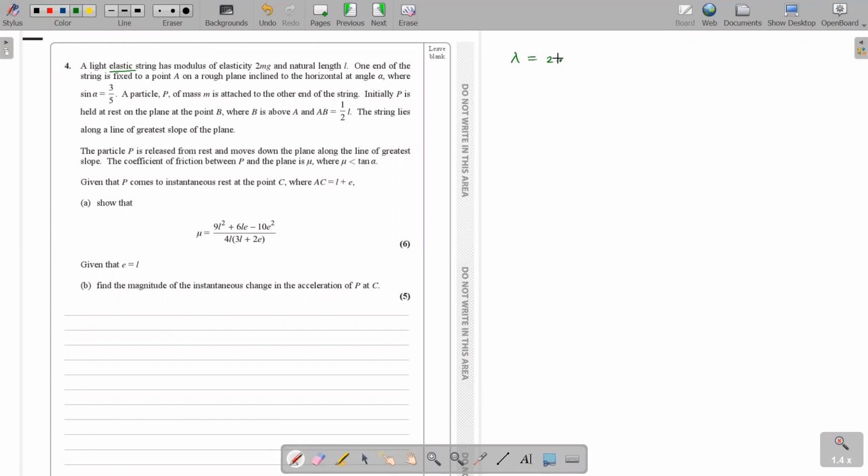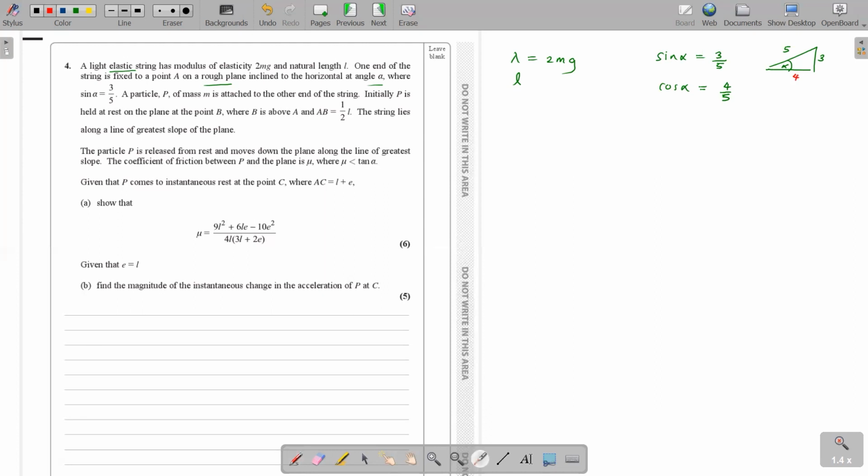So I will mark all those important things. Natural length is L. One end of the string is fixed to a point A on a rough plane inclined to the horizontal at an angle alpha, where sine alpha is 3 over 5. Sine alpha is given as 3 over 5. So immediately I can find cos alpha, or by experience you may know that if sine alpha is 3 over 5, cos alpha should be 4 over 5, because 3, 4, 5 is a Pythagorean triple. Or else you could just draw this triangle alpha. Sine is opposite over hypotenuse. Using Pythagoras theorem, this side becomes 4. So cos is 4 over 5. Basically, you need cos alpha and sine alpha.